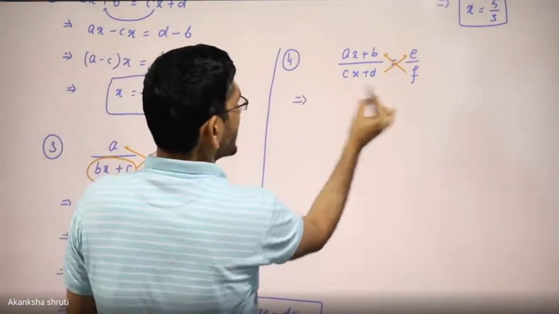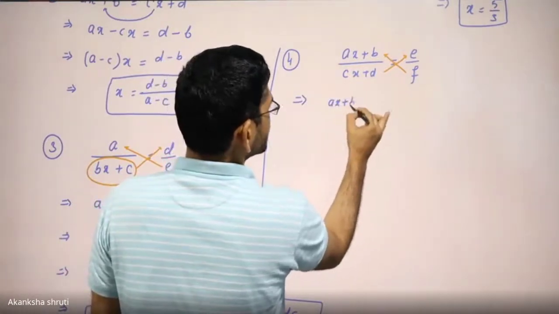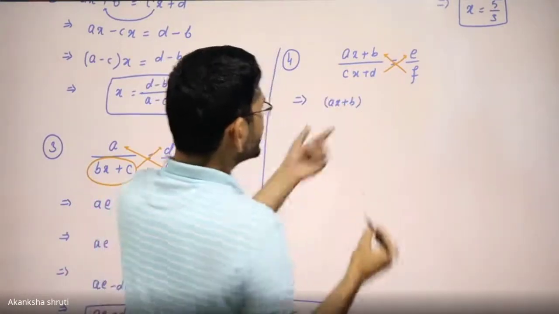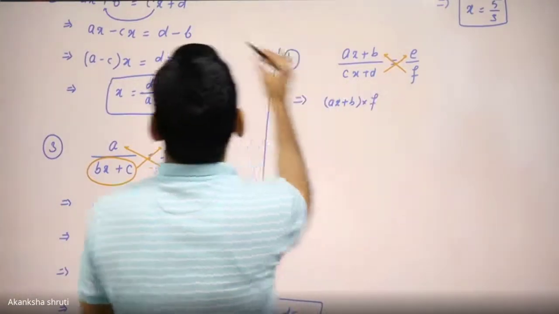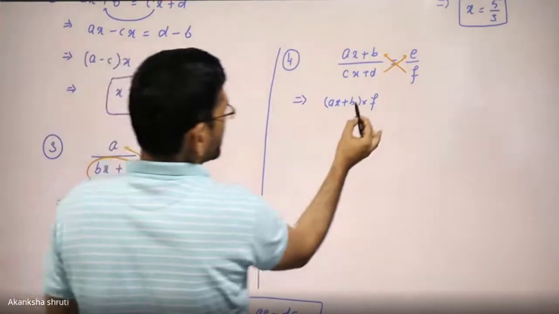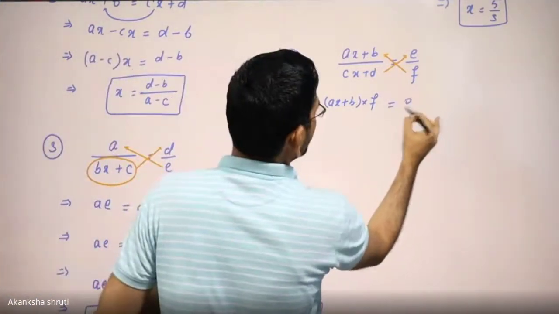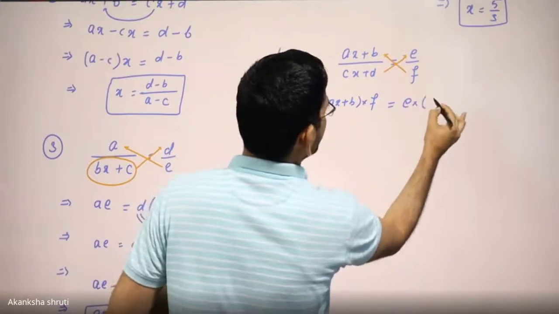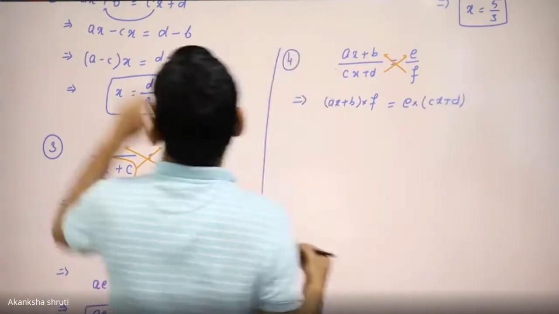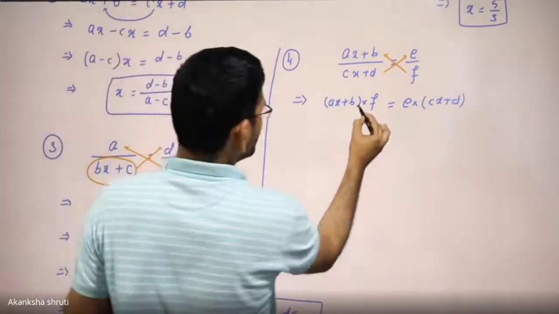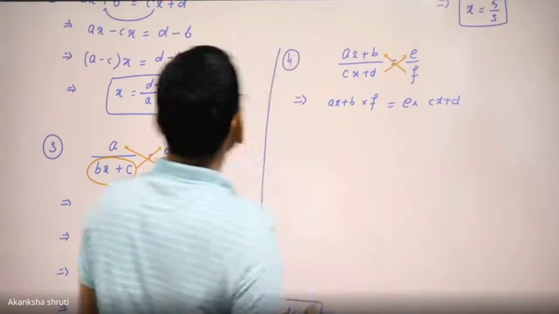Therefore, we need to write this ax plus b, this entire numerator, to be multiplied with f. Students, keep in mind this bracket is very important here: it is equal to e multiplied by (cx plus d). Do not forget to put the bracket. Why? If you forget to put the bracket in these two places, then what does it mean?